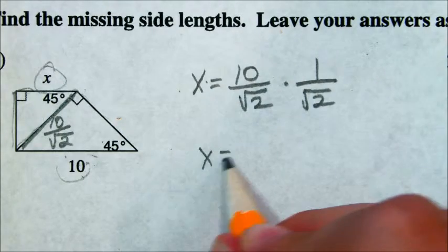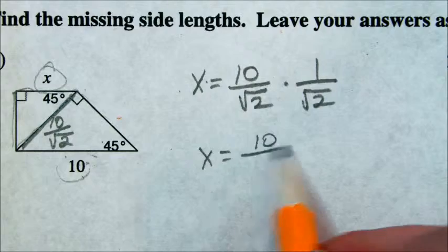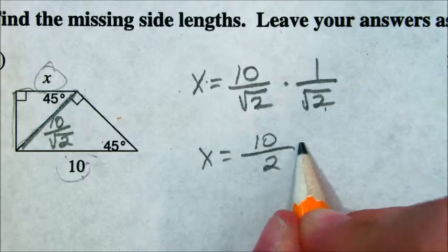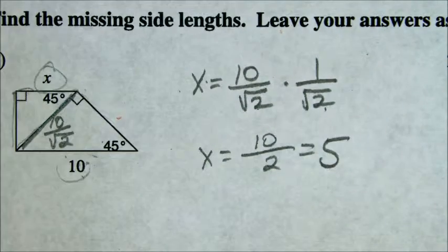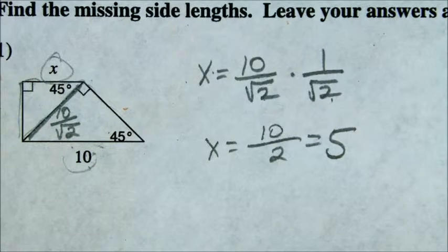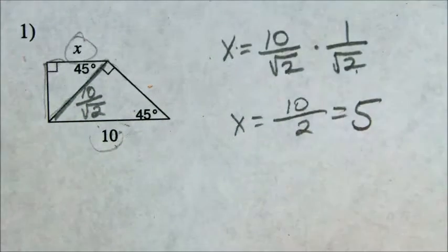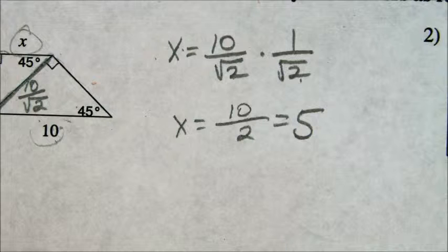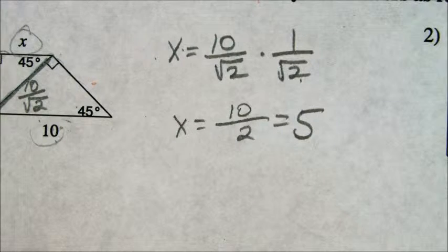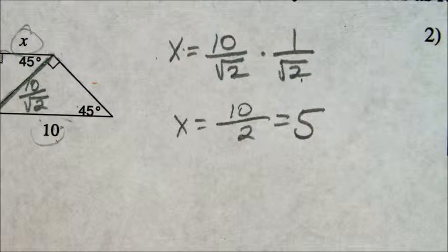Look what happens. 10 times 1, 10. Root 2 times root 2 gives me 2. And I didn't even have to worry about rationalizing the denominator. In general, I would wait till the end to rationalize the denominator because sometimes you lose that radical in the denominator. So x in this case is going to be 5.